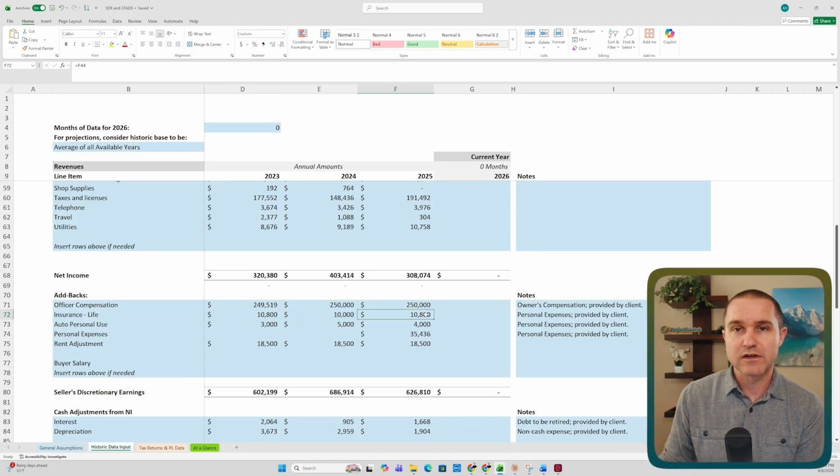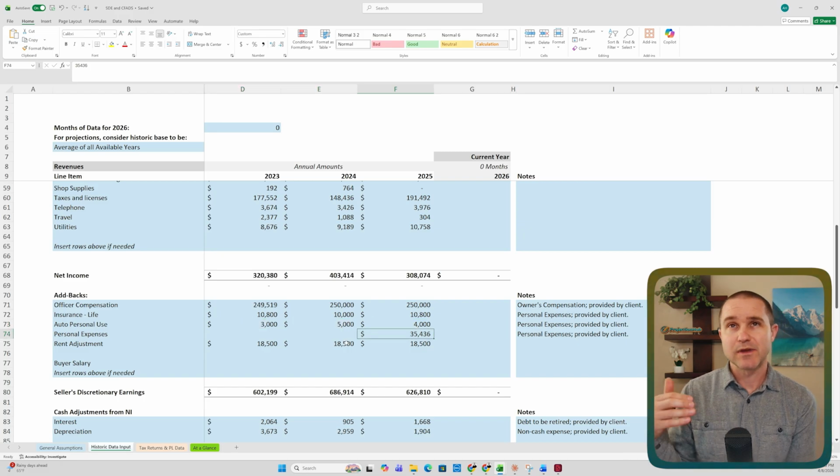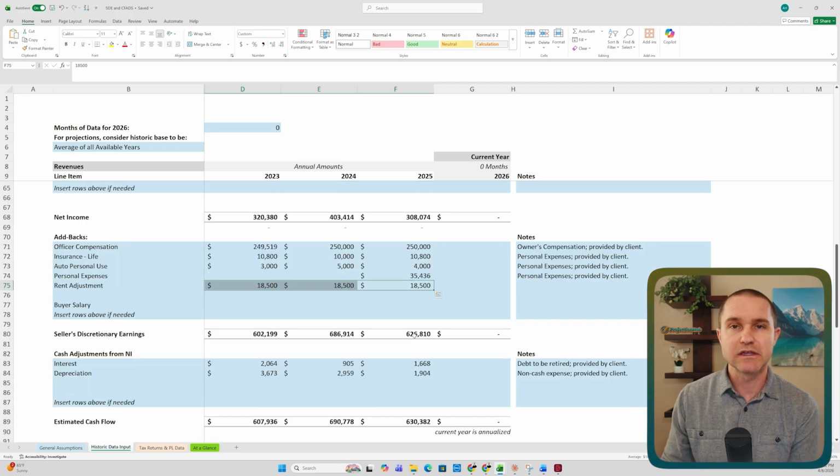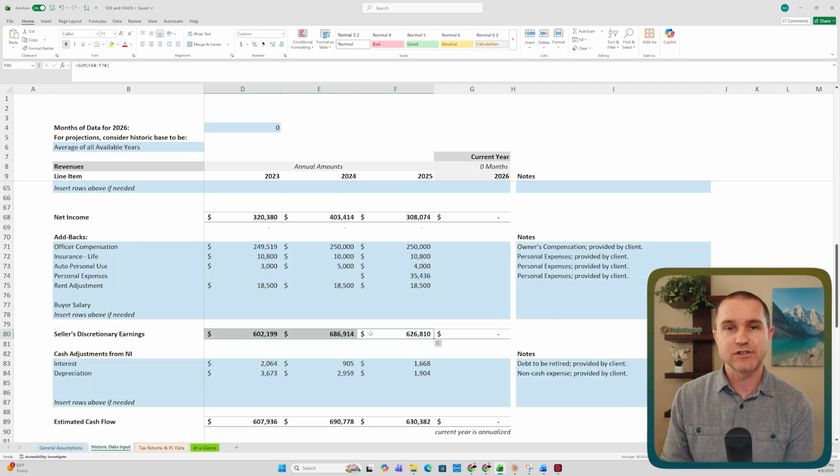And then same thing with other expenses. Anything that is included as an expense up there, like personal life insurance for the owner, personal vehicle use, personal expenses, maybe sometimes you'll see their personal cell phones or health insurance. Sometimes you might see some travel or some meals and entertainment that they claim as add backs. A rent adjustment in this case. So basically this is saying, hey, we paid rent to ourselves and maybe we paid over market, so we're going to adjust that. Ultimately here we come up with what's called the seller's discretionary earnings.